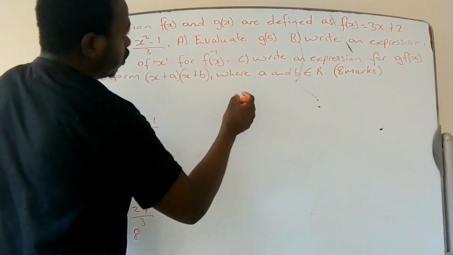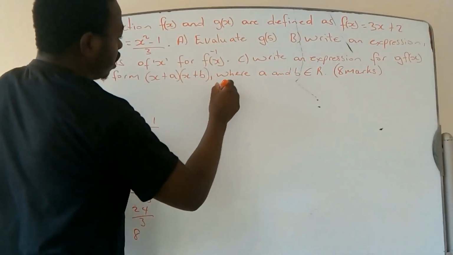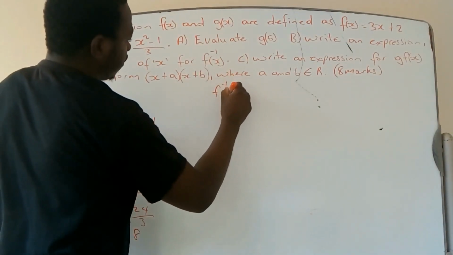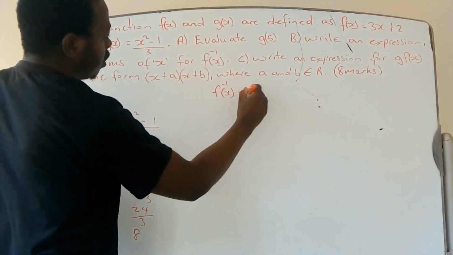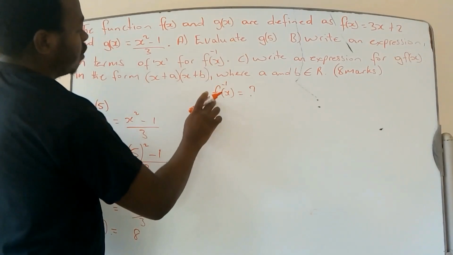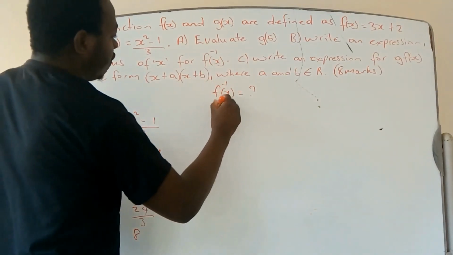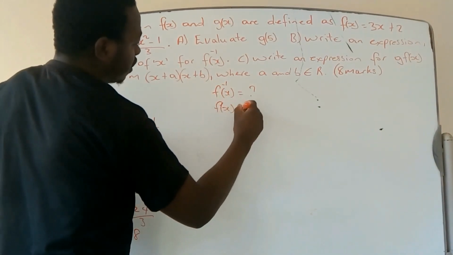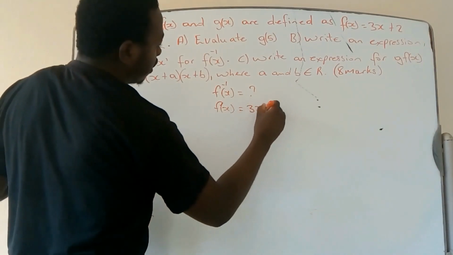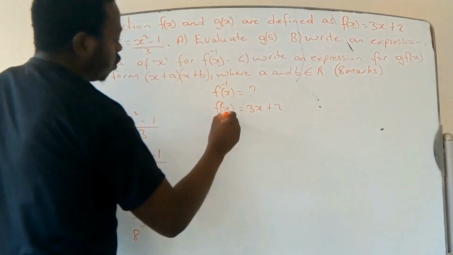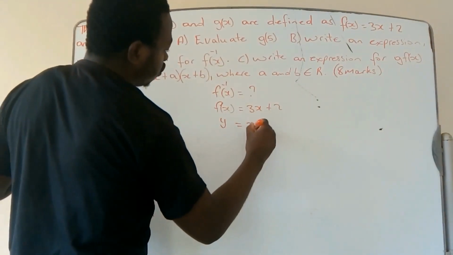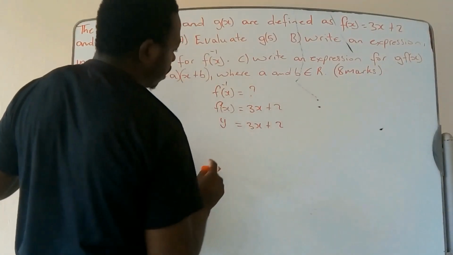Right? Then the next part, part B, says, write an expression in terms of x for f inverse of x. So we need the function f of x, right? In order to find f inverse of x, that's what we want to find, we need the function f of x. So f of x is equal to 3x plus 2, right? Replace f of x with y. So y is equal to 3x plus 2, right?